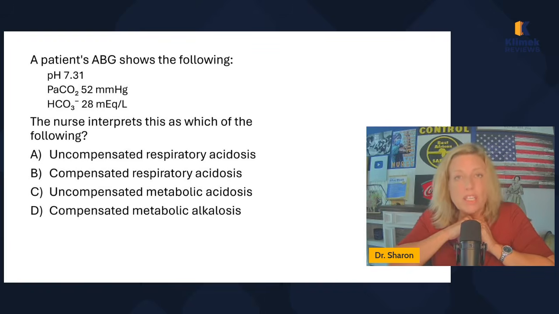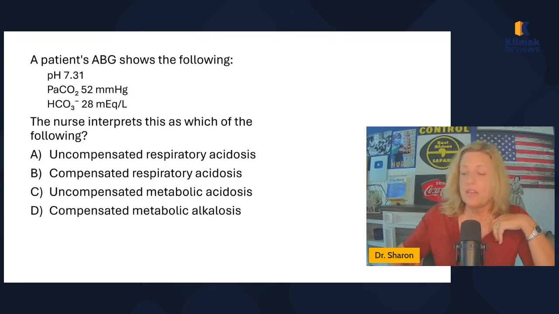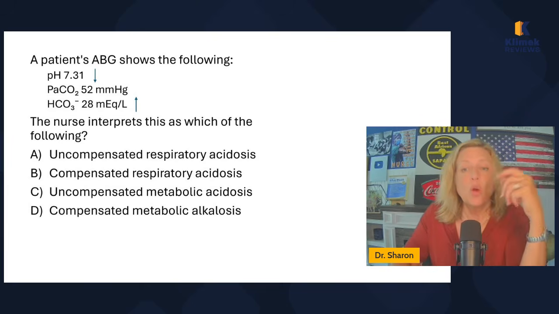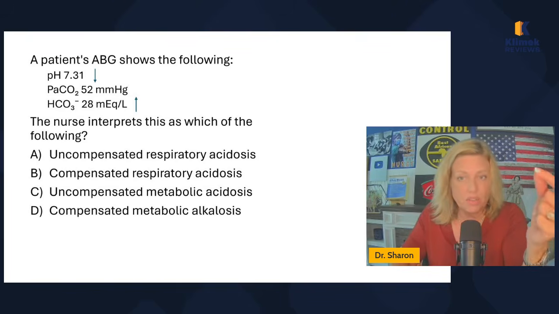Y'all, the pH is low. Never, never, never choose compensated when the pH is low. Never. Okay. So I'm going to cross off my compensated options and not even consider them. So I'm just going to use my usual respiratory opposite, metabolic equal. In this case, I have a low pH and a high bicarb, so I know it has to be one of the respiratory answers.